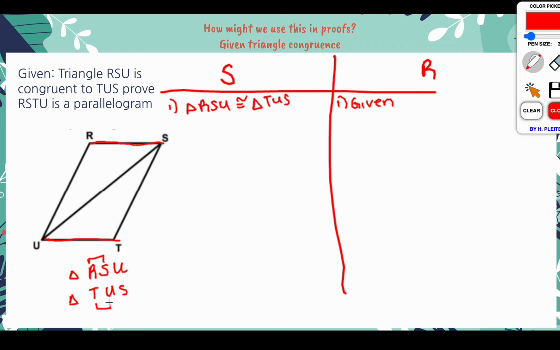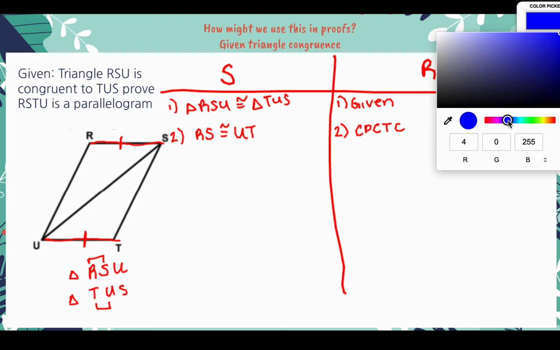So RS and TU actually do go together. They are corresponding pieces of those triangles, so we can use CPCTC here. So I know RS is congruent to UT. And again, my reason here is we already know that the triangles are congruent, so we can use CPCTC to say that the corresponding sides or angles are congruent. Now, I can make a bunch of other conclusions here, but we have to pick and choose which ones are going to help us.